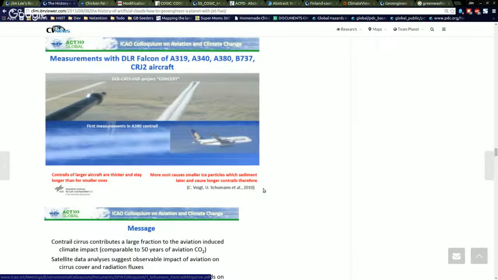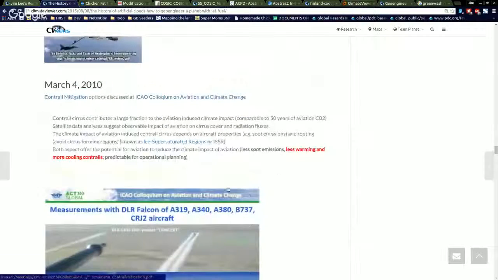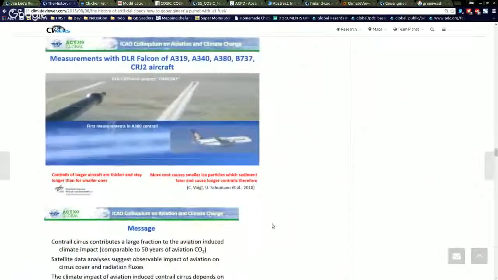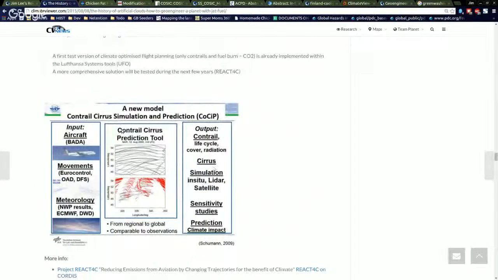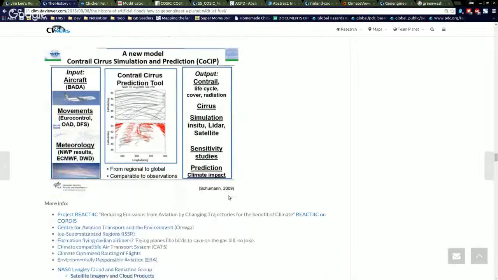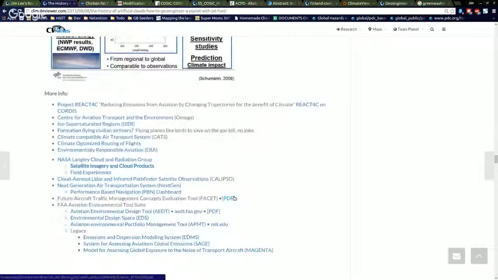These are some of the studies that are asking, how are these clouds getting made? Well, what are we going to do about it? Less warming and more cooling contrails. Smoking gun. Then they came up with the COSIP, Contrail Series Simulation and Prediction application, which can tell them where the contrails are going to occur. They can plan for it. Probably make some money off of it. And here's a whole bunch more of the studies for that. So look through those. Omega, you know, formation flying civil airlines.